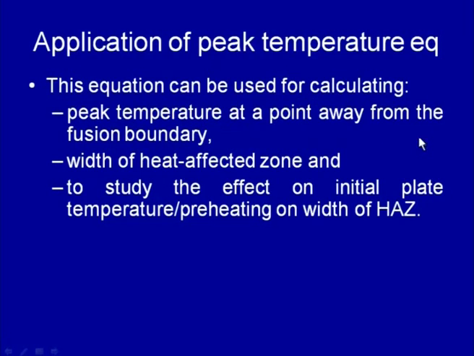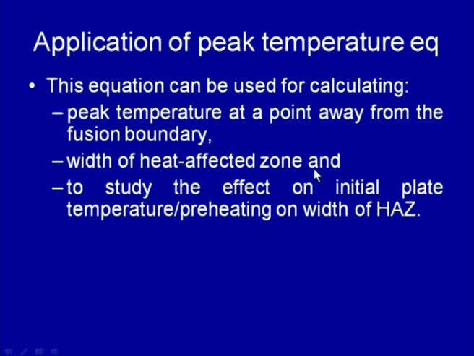But the above equation can be used for a variety of purposes which are of great importance for the development of a sound weld joint. This equation can be used for calculation of the peak temperature at any point away from the fusion boundary, because the temperature within the weld region is generally uniform, the variation from the weld center to the fusion boundary is very small, and it is always greater than the fusion temperature or the melting point of the base material.